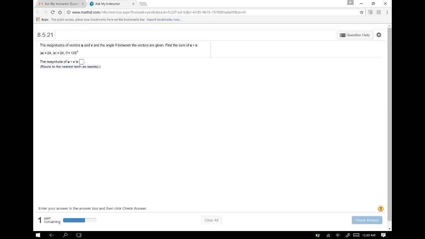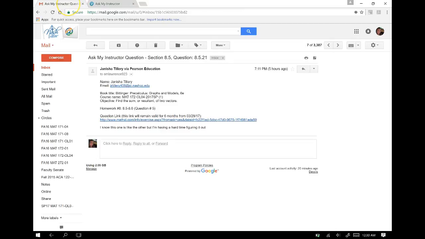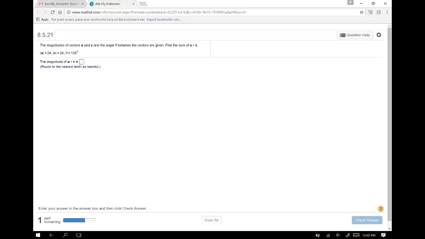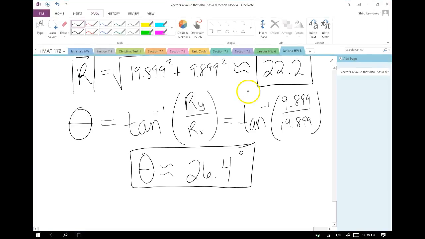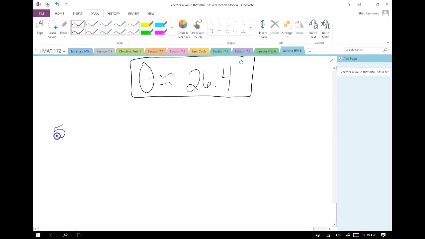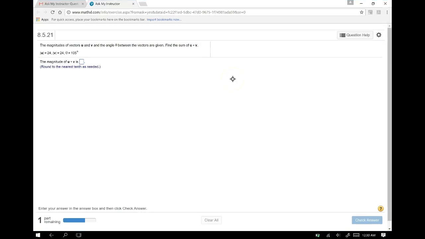So this one is very, very similar. They give us the magnitude for two vectors, and they give us the angle between them. The angle between them is 105. So this is question number 5 in homework number 8. It says the magnitude for vectors u and vector v are both 24, and the angle between them is 105.